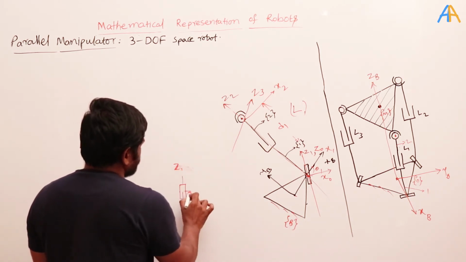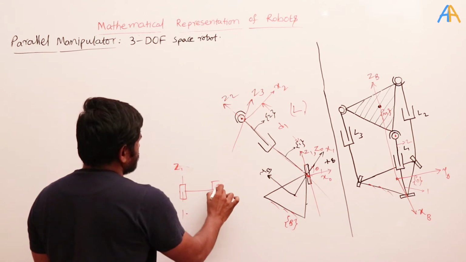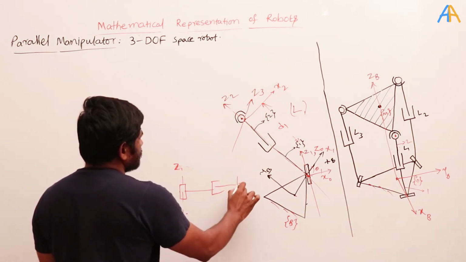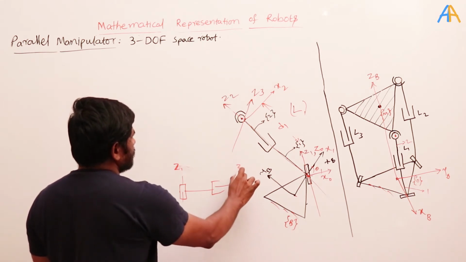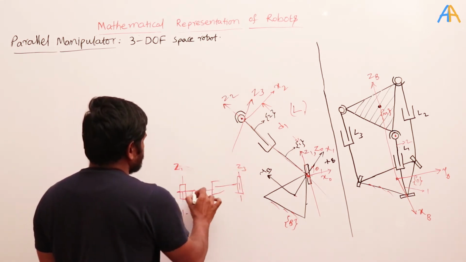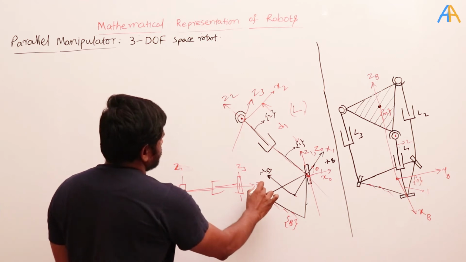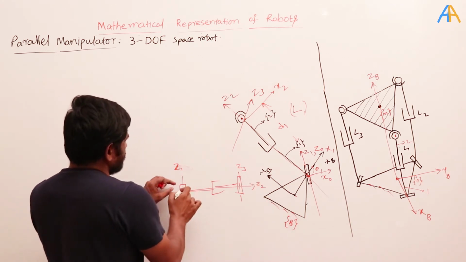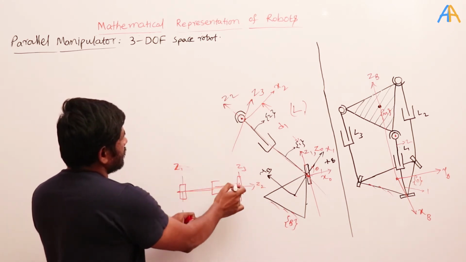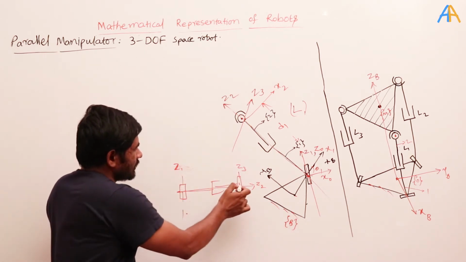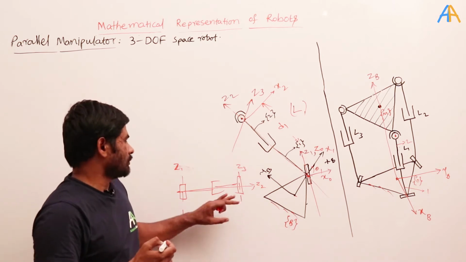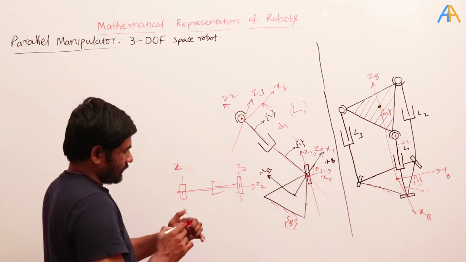Okay, and this is connected to another link, and again this is connected to the revolute joint. Z1 and Z3 are parallel, and this is the Z2. Here this is perpendicular, and again here also perpendicular. The perpendicular one is Z1, and here also the perpendicular one is Z2. Okay, that is how it looks in 2D.